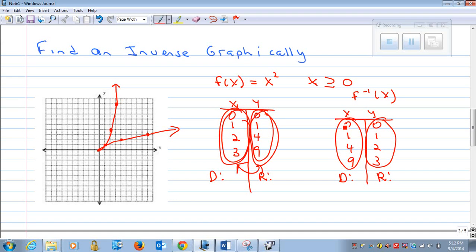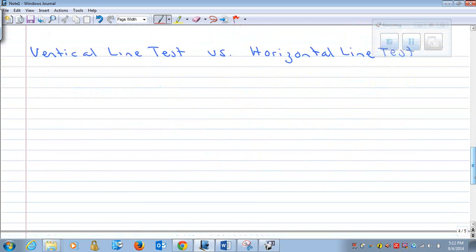All right, last, we're going to talk about the vertical line test and horizontal line test. We're almost done for today. Vertical line versus horizontal line test. We already know that a vertical line test tells us if something is a function. So the vertical line test determines a function.